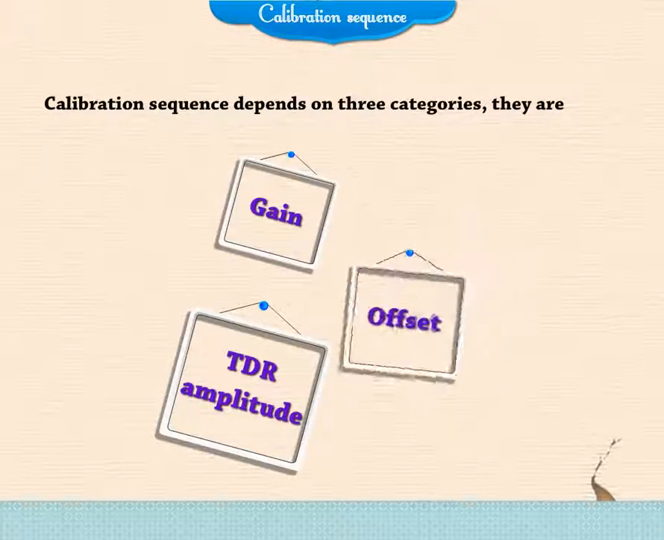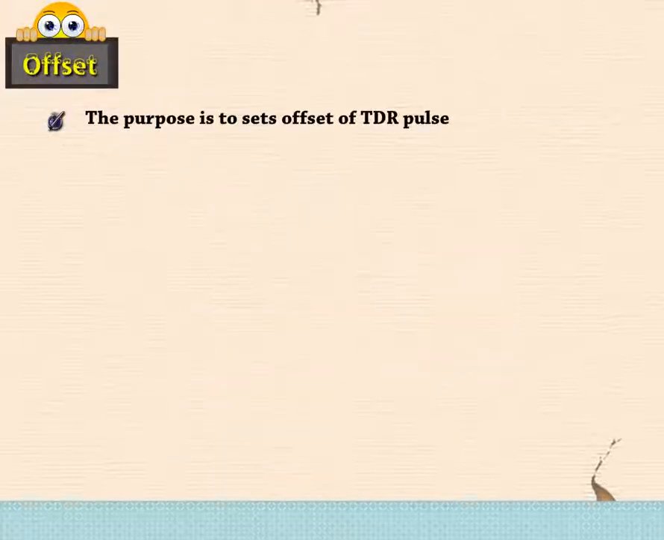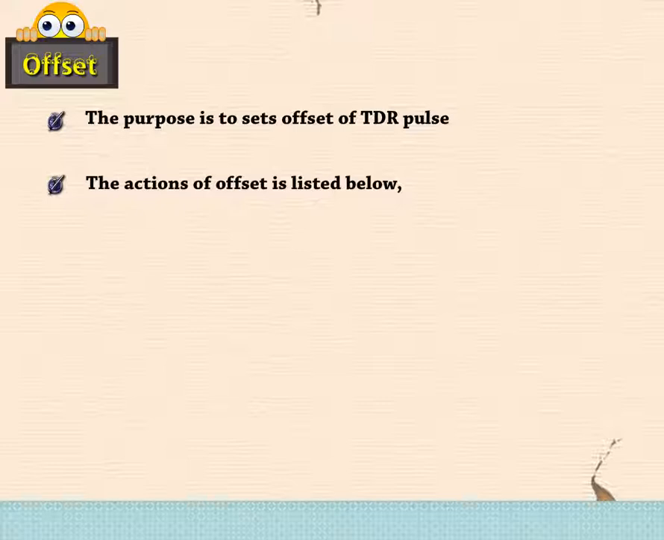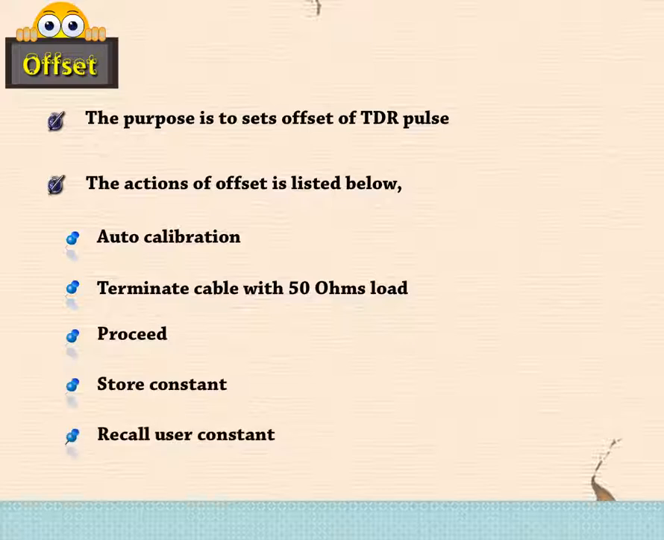Offset. The purpose is to set offset of TDR pulse. The actions of offset are listed below. Auto calibration. Terminate cable with 50 ohms load. Proceed. Store constant. Recall user constant.